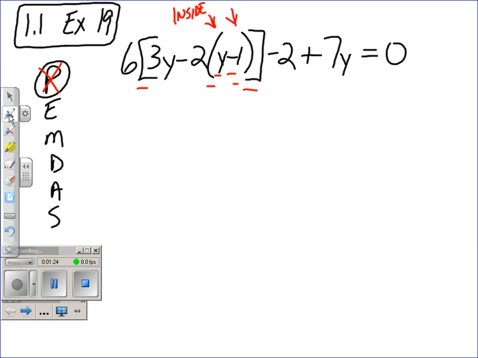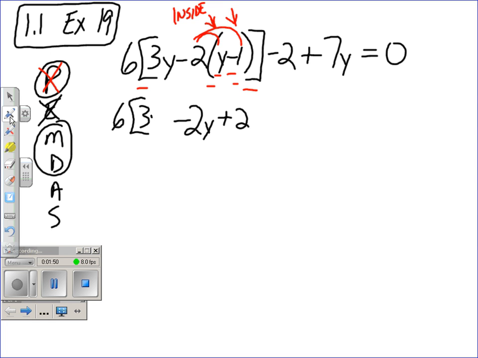I look for exponents, anything raised to a power. I don't see any. So now I'm doing multiply and divide. And I can multiply right here, the negative 2 times the y, and the negative 2 times the negative 1. Negative 2 times y is negative 2y. And negative 2 times negative 1 is a positive 2, because the negative times the negative is a positive. That's enough for this step. Anything I didn't touch, I'm going to bring down.